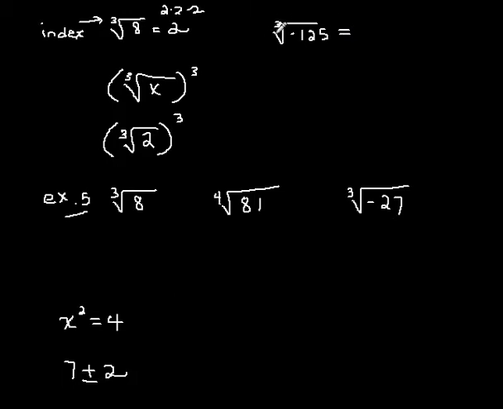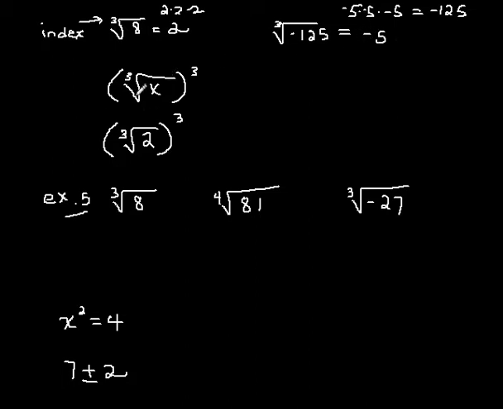Here's another one. If the index is odd, you can have negative numbers under the radical. If it's even, you cannot have negative numbers under the radical. So you can just start with numbers like 3 times 3 is 9 times 3 is 27. That didn't work. 4 times 4 times 4 doesn't work. So if we did have 5 times 5, negative 5 actually, times negative 5 times negative 5 does give us negative 125. So the cube root of negative 125 is negative 5.